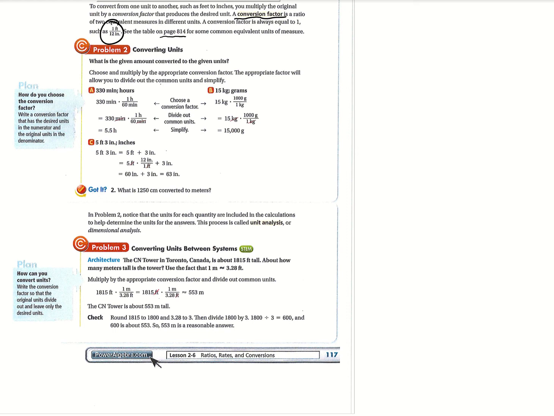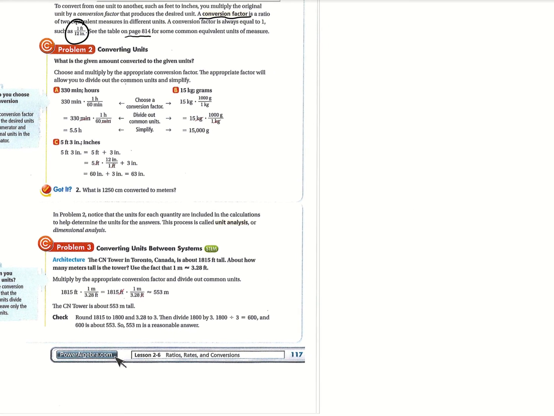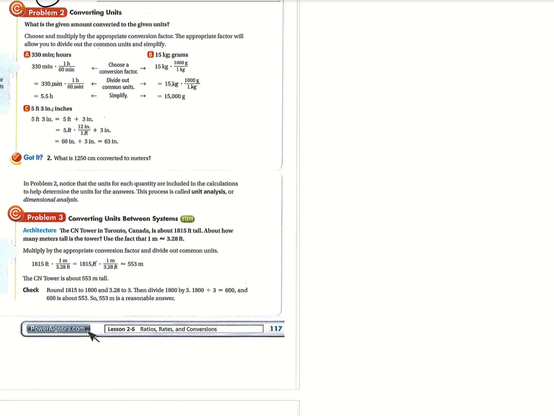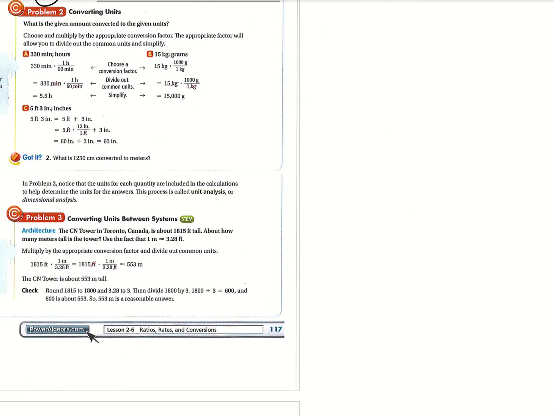All right, so they give you a few examples here for problem 2. So we'll look at A. It says to convert 330 minutes into hours. All right, so what you're going to want to do here is you're going to do 330 minutes.